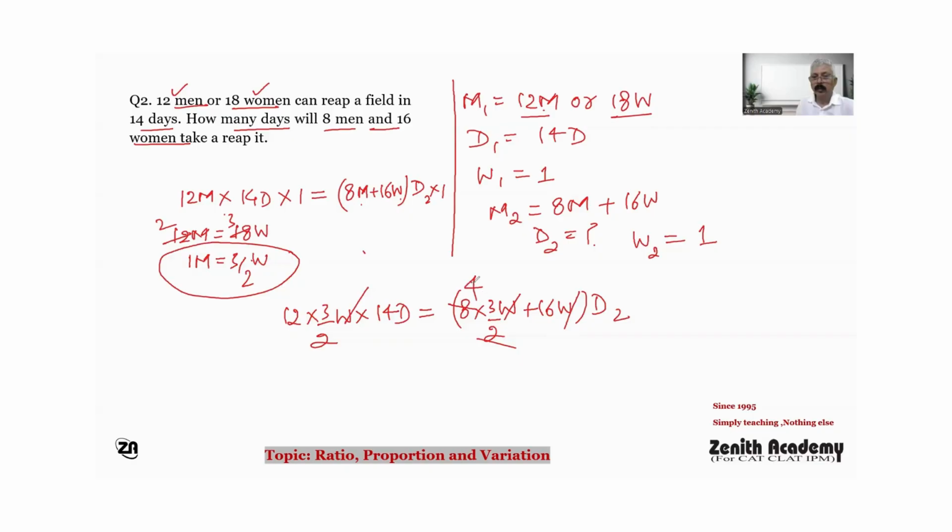2 4s are 8, 4 3s are 12, plus 16 is 28 D2, and here 2 6s are 12, 12 into 3 means into 40. So this 40, 2s are 20, 2 3s are 6, 3 3s are 9 days. Answer is 9 days. So these questions are based on the formula M1 D1 W2 is equal to M2 D2 W1, which you have studied in our concept class.